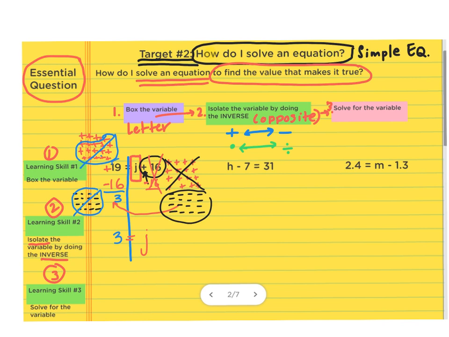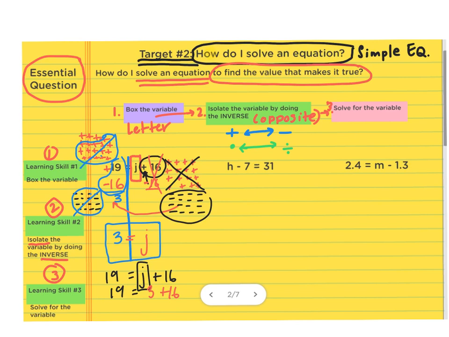Basically, it's the problem 19 take away 16. So my final answer, my value that makes this true, is 3. Well, let's test it and make sure that it does equal 3. We have 19 on this side, we have j on this side, and plus 16 on this side. So if I put in a number for j, I'm hoping that they're going to equal the same on both sides. That would make it true.